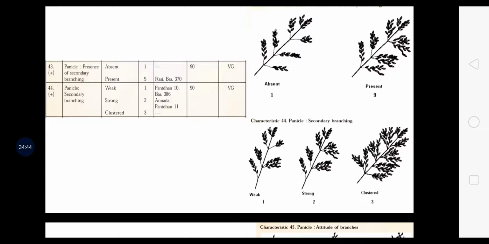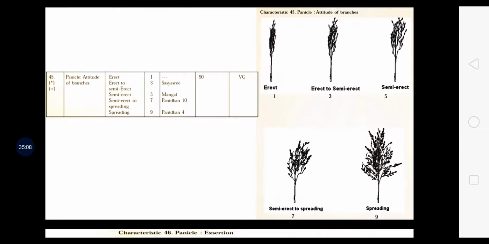44th characteristic is panicle secondary branching. The branching is again divided into weak, strong and clustering. Weak is scored as 1, example Pantadhan 10 and Basmati 386. Strong is scored as 2, that is Annada and Pantadhan 11. Then clustered is scored as 3.